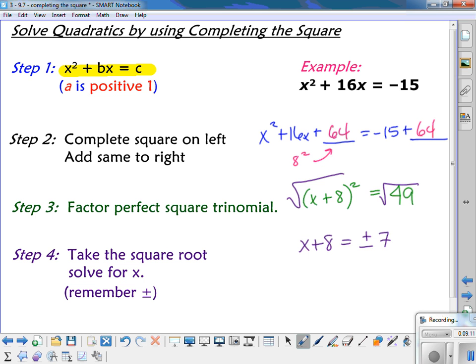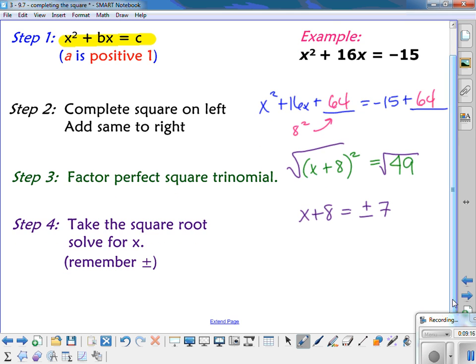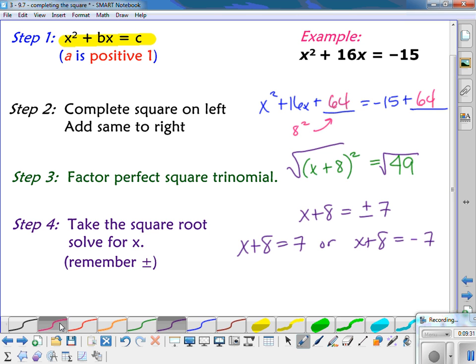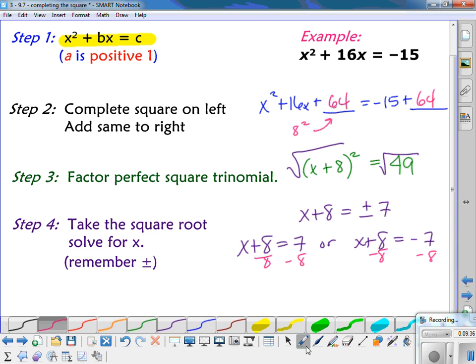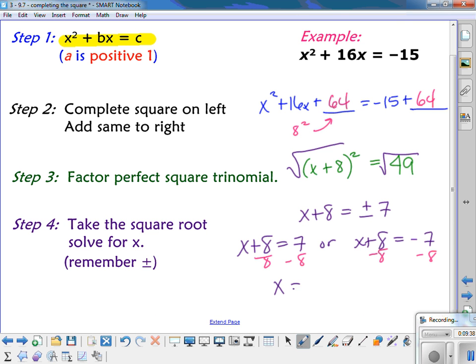Okay, is my x alone yet? No, so I'm not done with the problem. And don't forget that you are going to have a positive and a negative square root. So I actually have two equations here. I have x plus 8 is equal to a positive 7, or x plus 8 is equal to a negative 7. So then I subtract 8 from both sides, on both of them. I get x equals negative 1, or x equals negative 15.